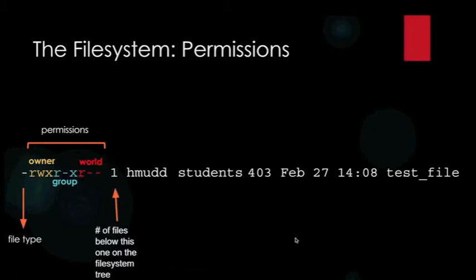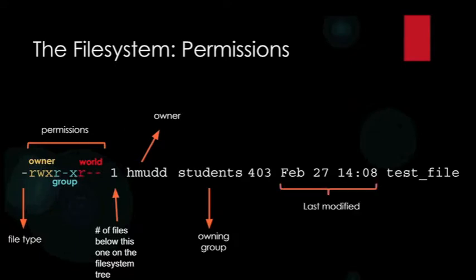The next field is a number, which tells us the number of files in the directory if the file is a directory, or is the number 1 otherwise. Next, we see the owner of the file, followed by the name of the owning group of the file. Then we have a number representing the size of the file. The 7th field is a timestamp for the last time the file was modified, and the final field is the file name.